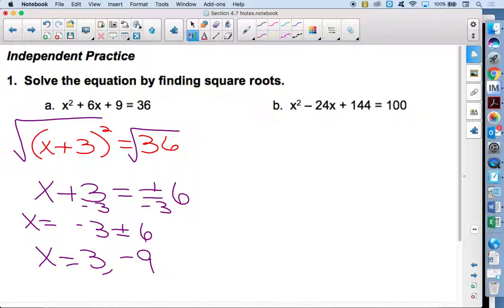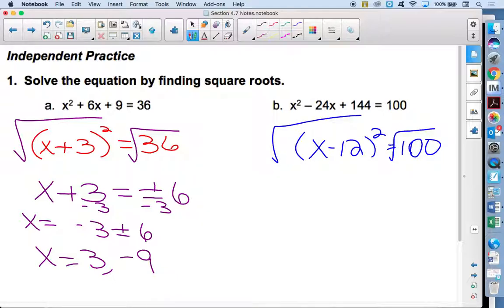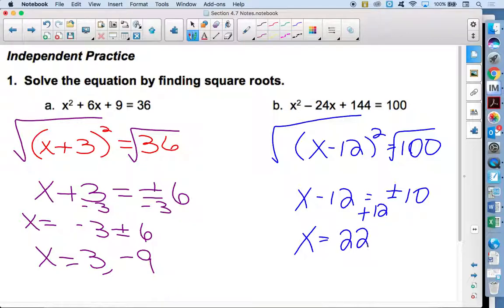Jenna, the second one, we have x squared minus 24x plus 144 equals 100. X minus 12 squared. And then if we take the square root of both sides, you end up with x minus 12 equals plus or minus 10. So x is equal to? 22 and 2. Good. So you take 12 plus 10 and then 12 minus 10. So the 12 is first, you're adding 10 and you're subtracting 10. So 22 or 2. Questions?